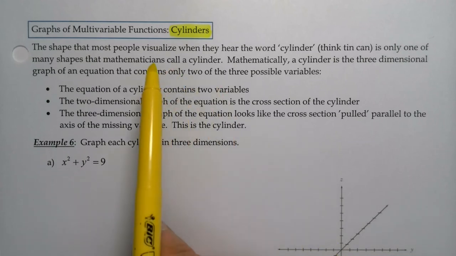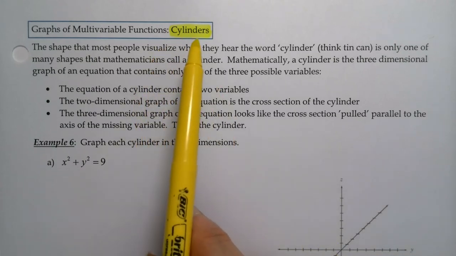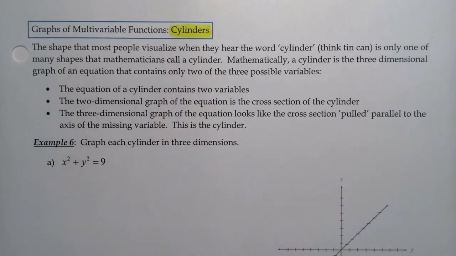For our next type of multivariable graph, we're going to talk about cylinders. Now, I know you think you know what a cylinder is. When you envision that cylinder, you're thinking of like a tin can. So it's a circle on top and a circle on bottom, and then the can in between. That's a type of cylinder, but it's not the only type of cylinder.